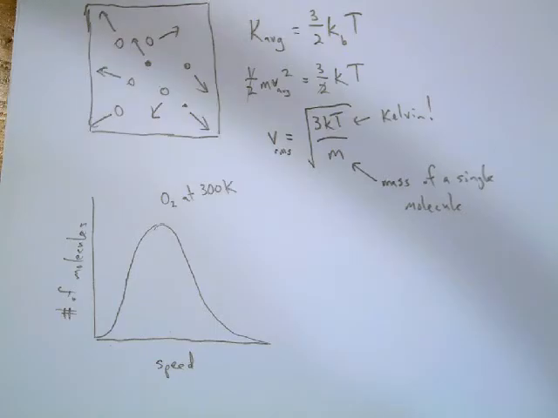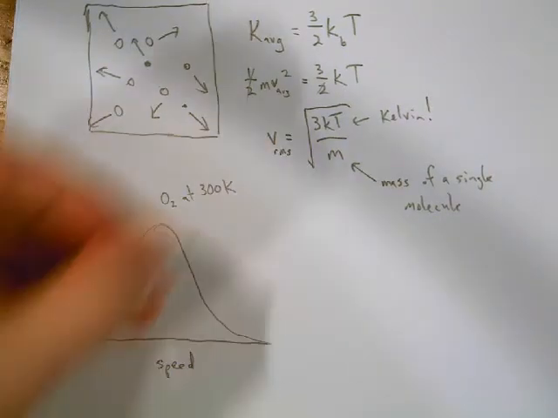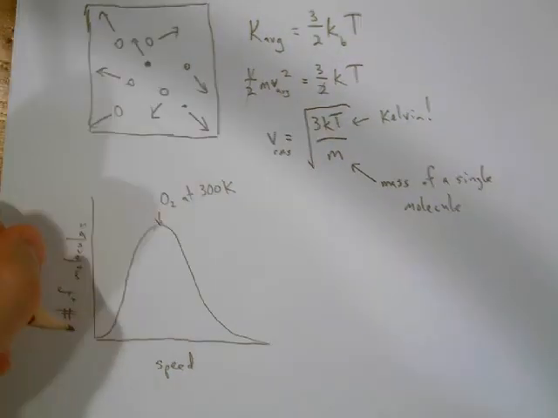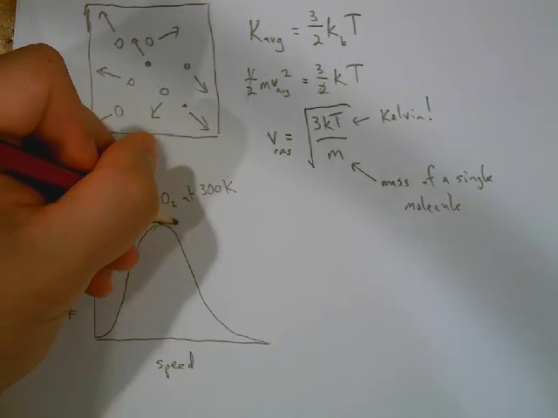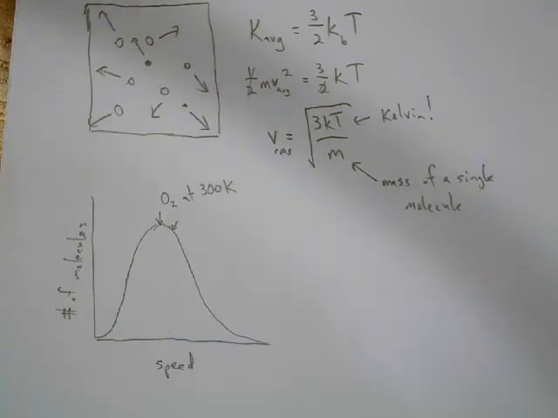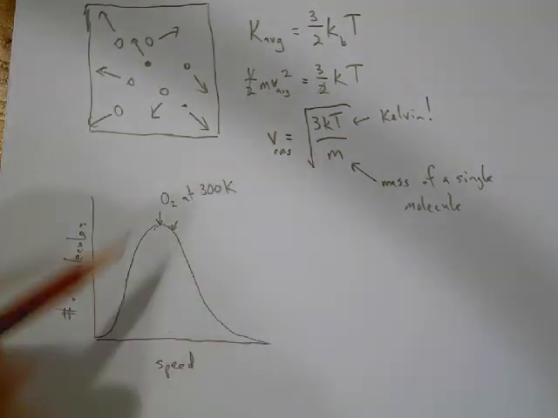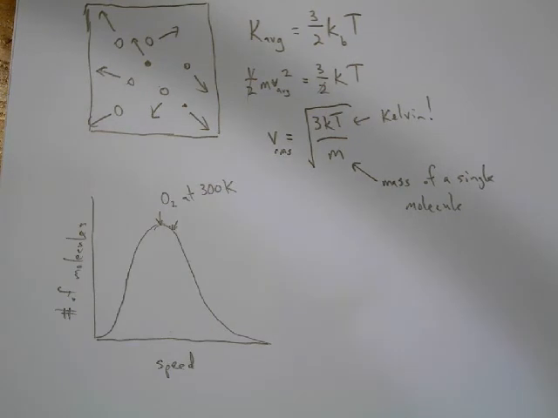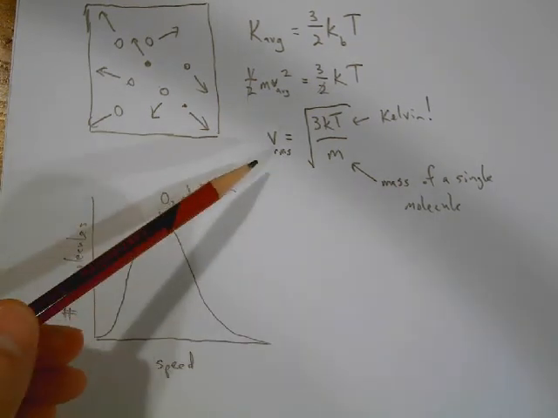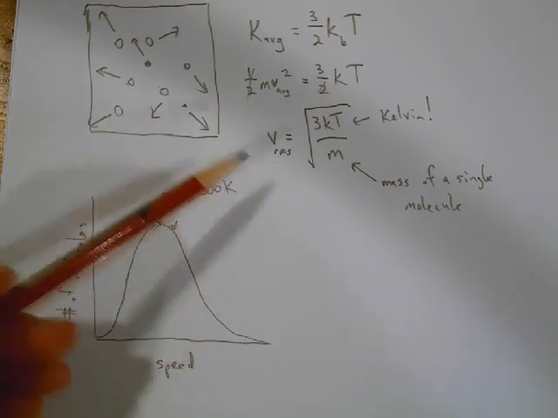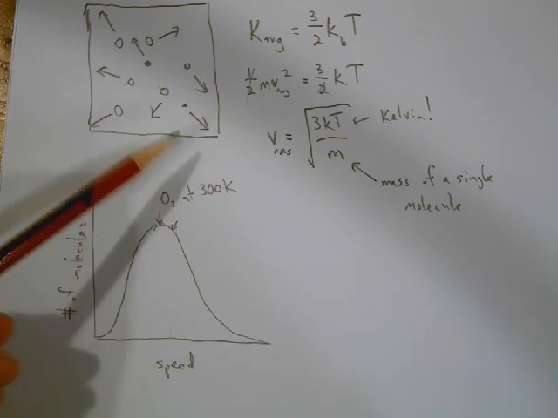So it's called RMS speed, but as far as what that actually means, the average would actually be here. The RMS speed is right here, right around there. So again, why do we worry about RMS speed? Because it's a really easy speed to find, and it's a pretty typical speed for the thing.